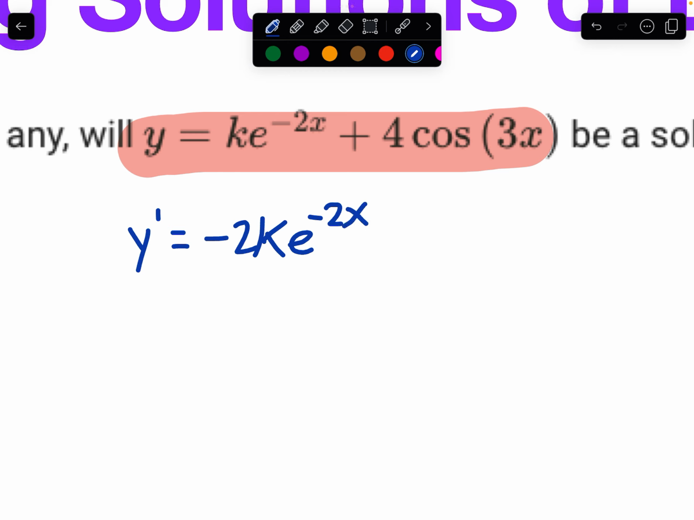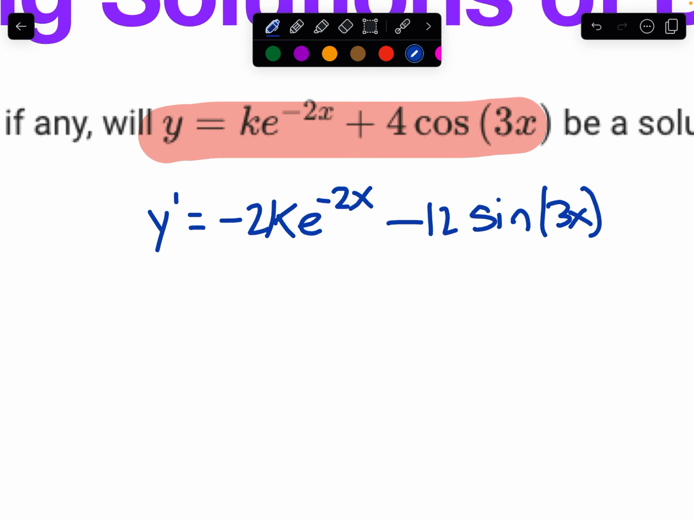Now to the right, we've got plus 4 cosine of 3x. Well, our chain rule there, derivative of inside times derivative of outside, right? Well, the derivative of cosine is negative sine, so I'm going to have a minus here, okay? But then I'm going to have to multiply by the derivative of the inside here, the derivative of 3x, which is 3. And when I multiply that 3 to the negative 4 in front, I'll have negative 12. So there is our first derivative.